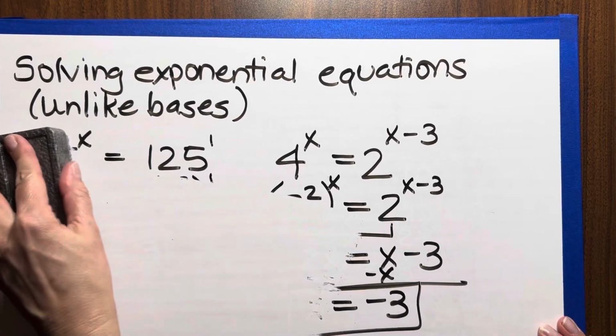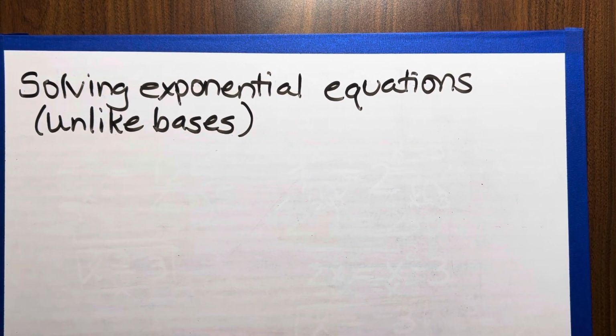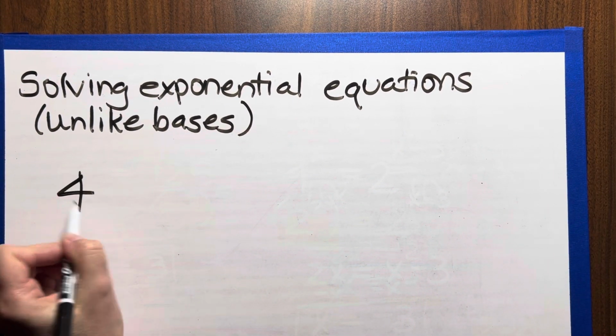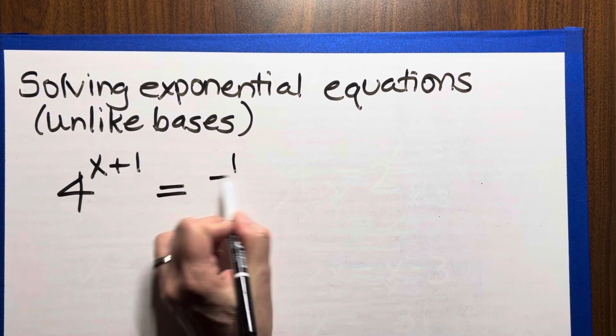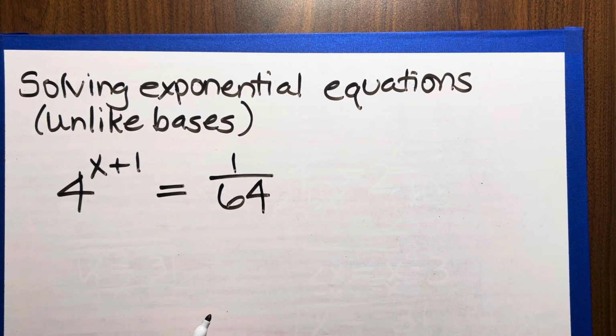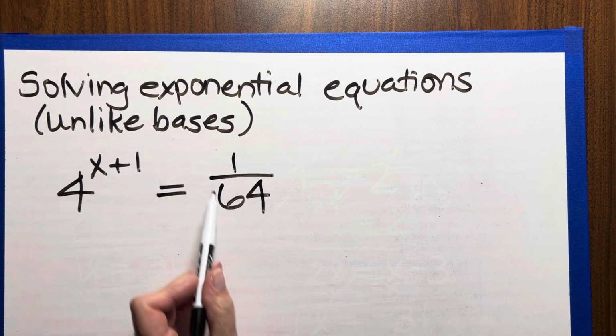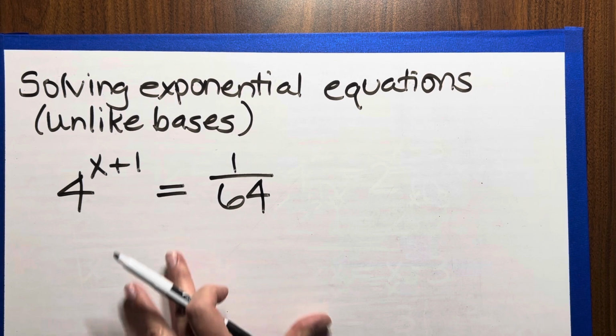Let's try one more. This time, I'm going to use 4 raised to the x plus 1 power, and that equals 1 over 64. I have a couple of things happening here. I don't have bases that are the same, but I also have this fraction. So let's take this in pieces.